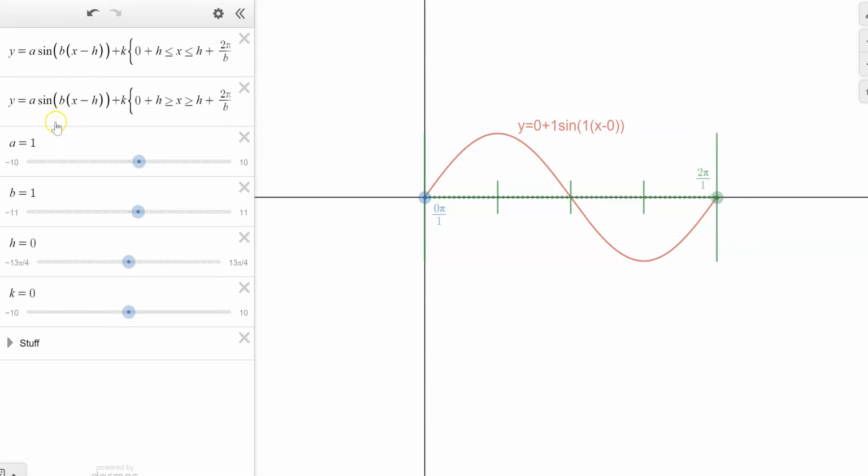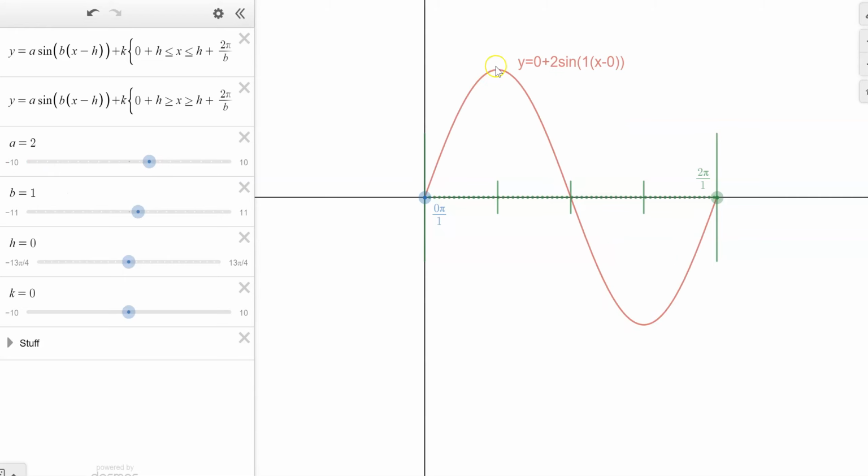Let's start with A, which is the amplitude. So if you notice right now, we go up 1 and then down 1 with a period of 2 pi, right? So it's going to go up to 1, back down to 1. And there's our 4 points, just like our quadrants. So this is quadrant 1, quadrant 2, quadrant 3, and quadrant 4. So if I change my A, instead of going to 1, I now go to a height of 2.